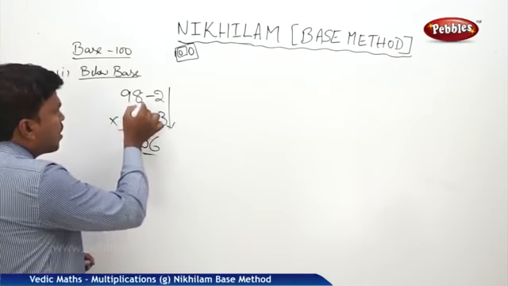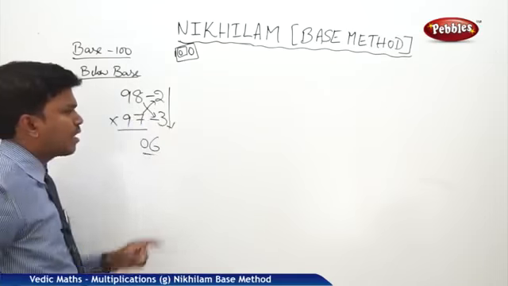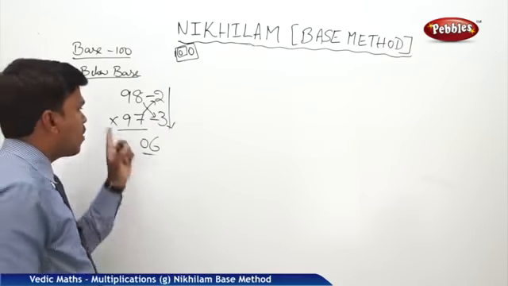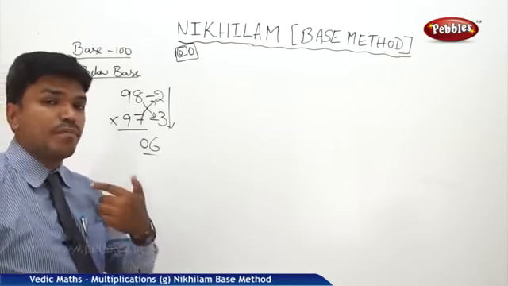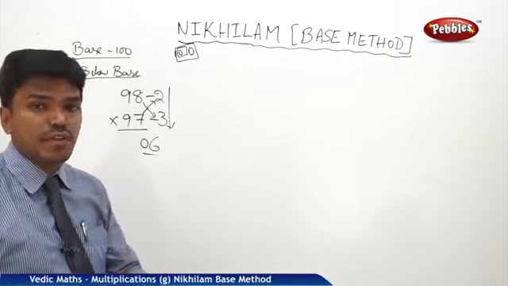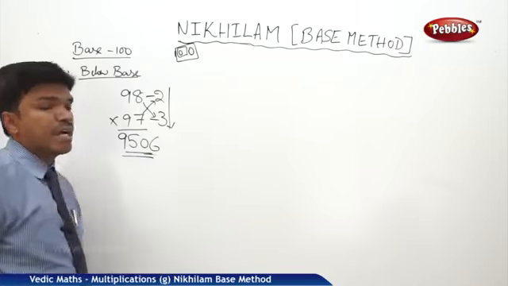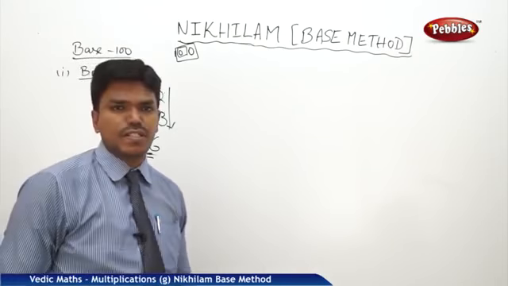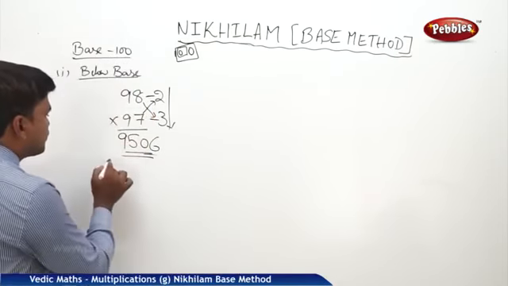What is the next step? Cross subtraction as usual. 98 minus 3 is 95, or 97 minus 2 is 95. In either of the ways, you are going to get the same answer. So write it on the left side part. So what is my answer? 9506. Similarly, one more example.